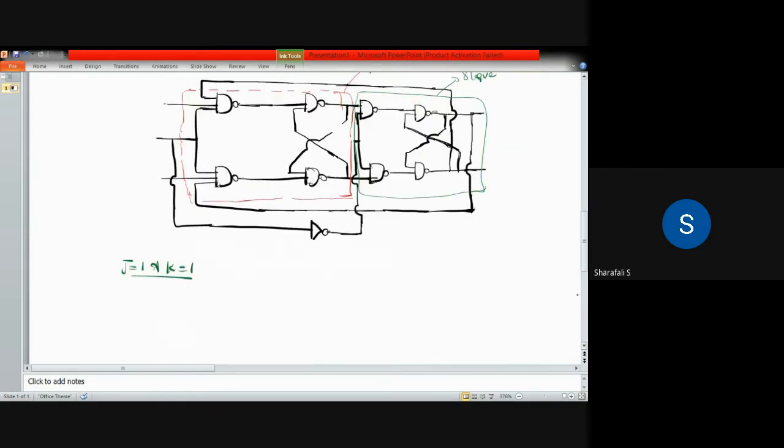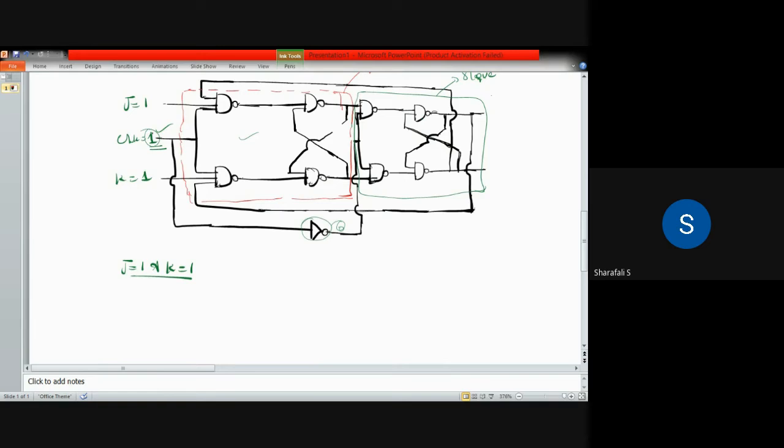you have J equal to 1 here, K equal to 1 here, and your clock is also 1. Clock is equal to 1 here, for example. So when your clock is 1, remember that this master is active. Master is active, but you have a NOT gate here. Okay, so if you give clock as 1 here, here it will become 0, so that your slave will be inactive. So when master is active, your slave is inactive.